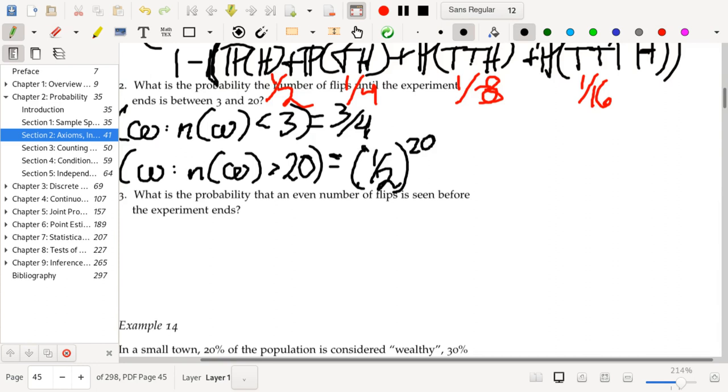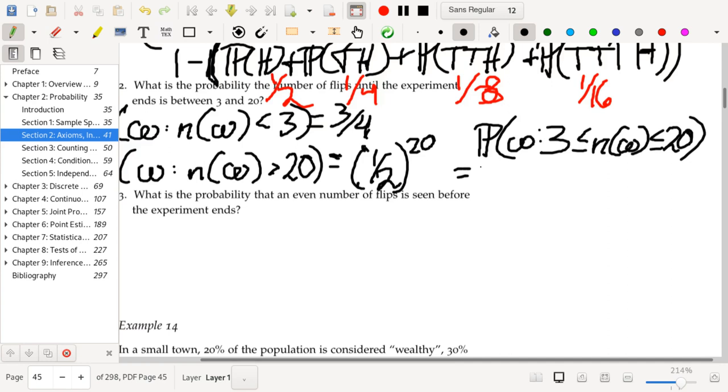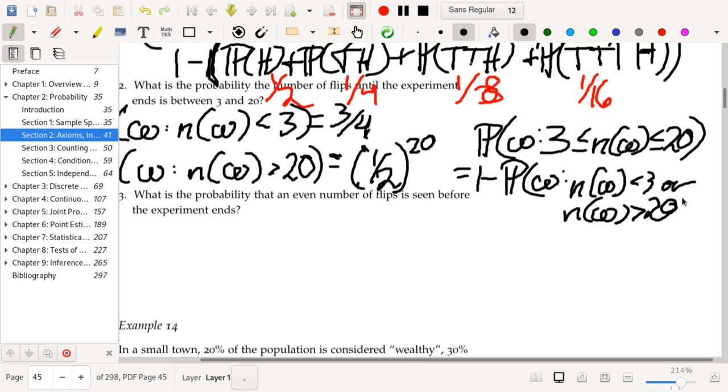All right, so we can now say that the probability of observing a sequence of flips such that 3 is less than or equal to the length of that sequence, which is less than or equal to 20, I could work instead with the complement of this and say this is 1 minus the probability of drawing an omega such that either n of omega is less than 3 or n of omega is greater than 20. And here's the thing, though. I've basically written down two disjoint sets.